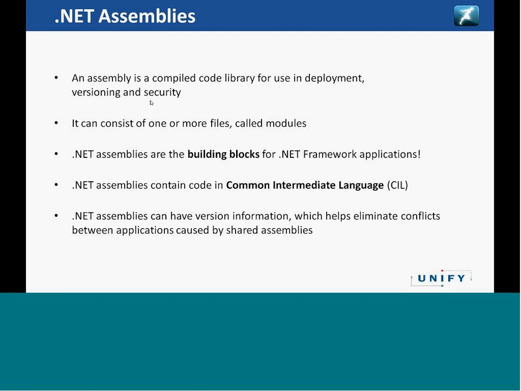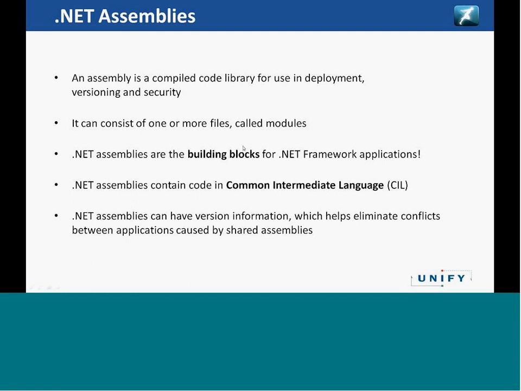A .NET assembly is a compiled library used for deployment, versioning, and security. The versioning and security is very important. This is a strong feature of .NET, as well as deployment. It consists of one or more files called modules. Actually, an exe also can be an assembly. Assemblies are the building blocks of .NET, so it's a huge collection of assemblies that forms the .NET framework.